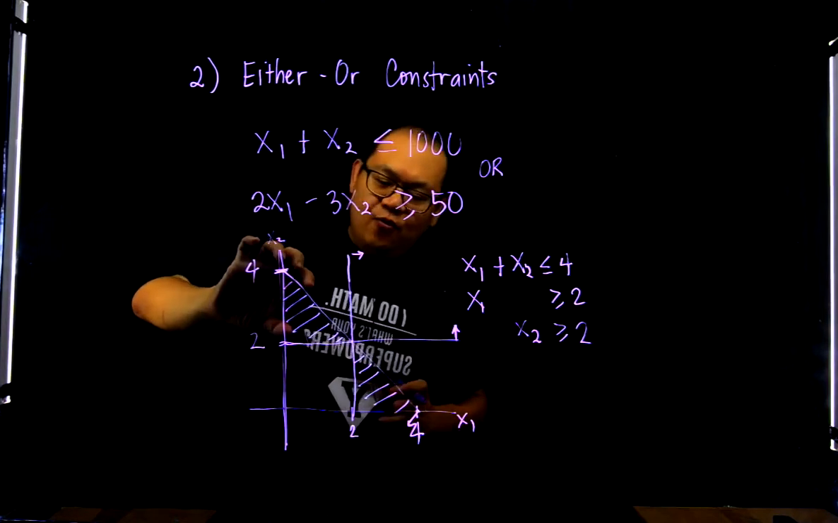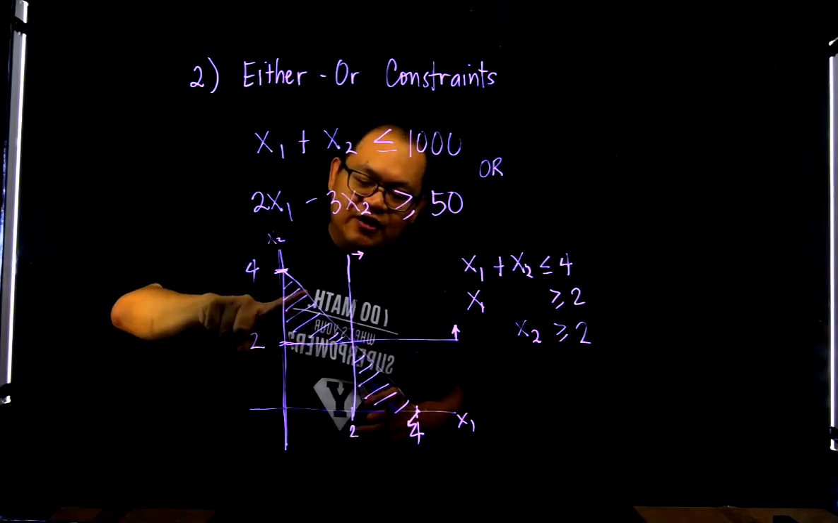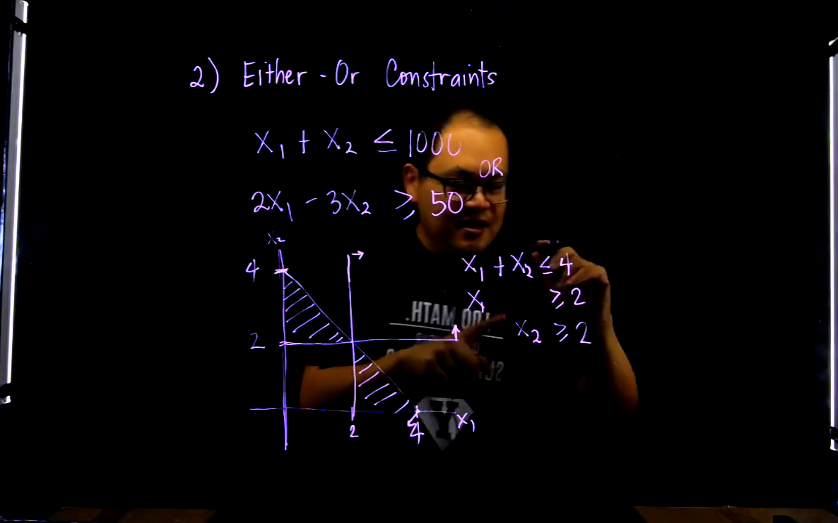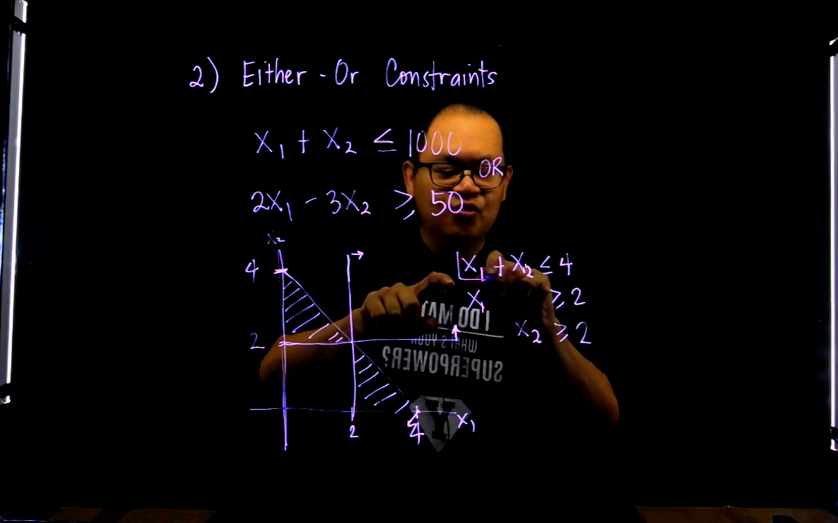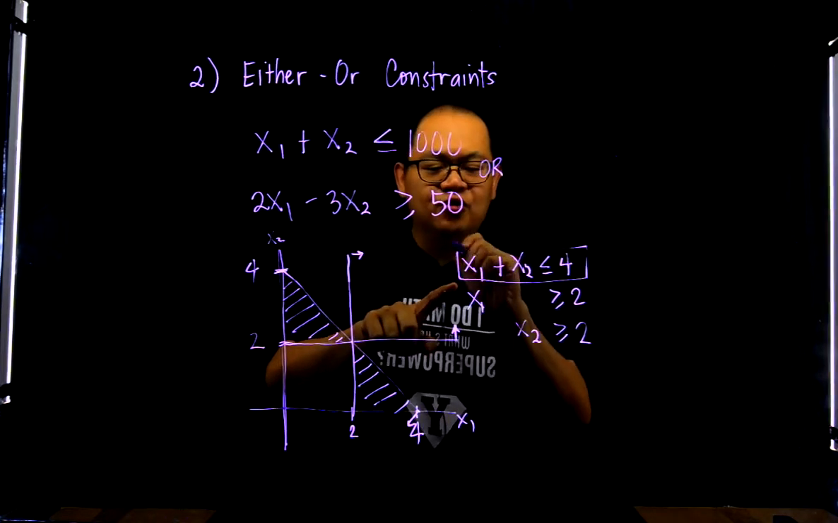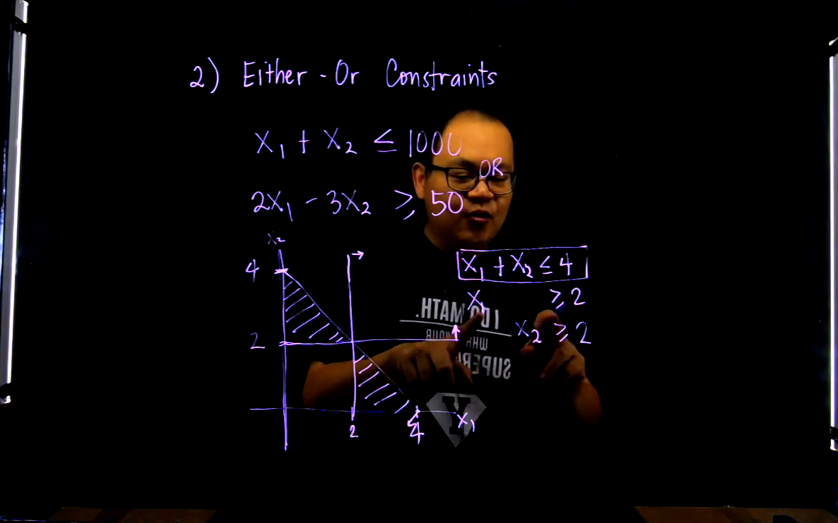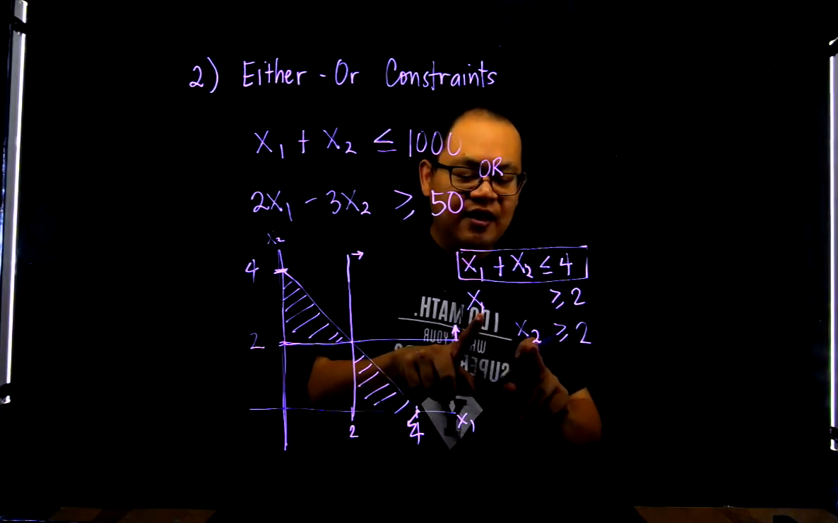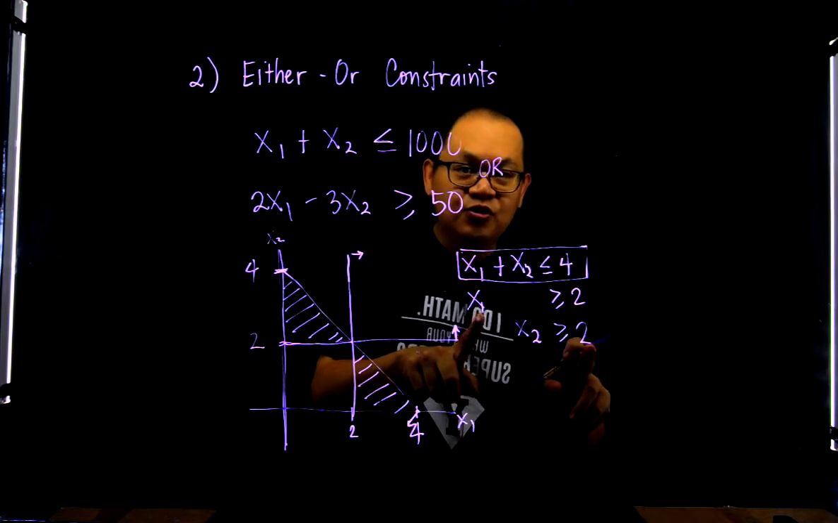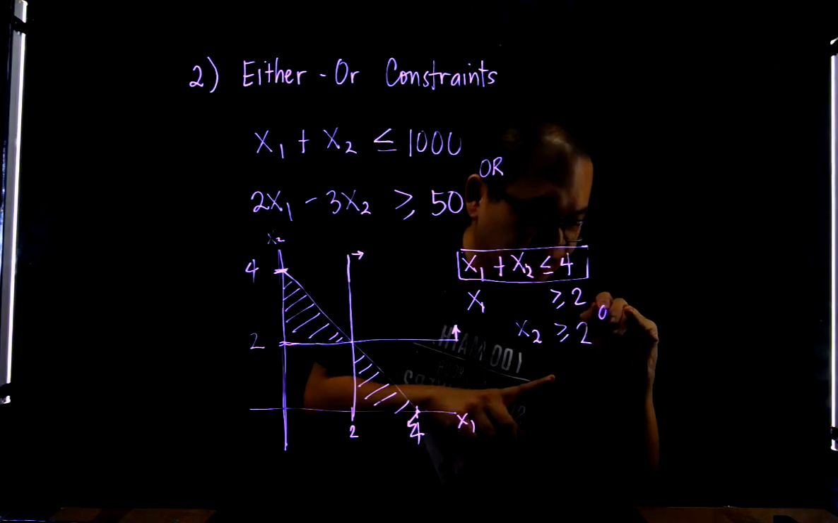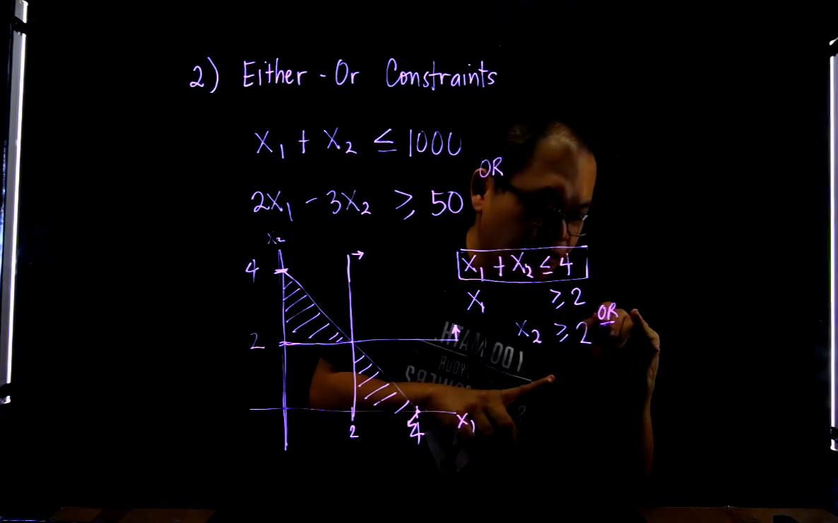However, if you wanted to have a feasible region that is composed of these two small triangles, technically, x1 plus x2 less than or equal to 4 should always be on. However, x1 greater than or equal to 2 and x2 greater than or equal to 2 should be either-or constraints, and therefore should have the operative word or.